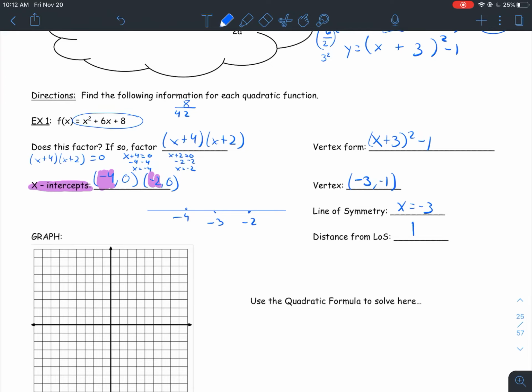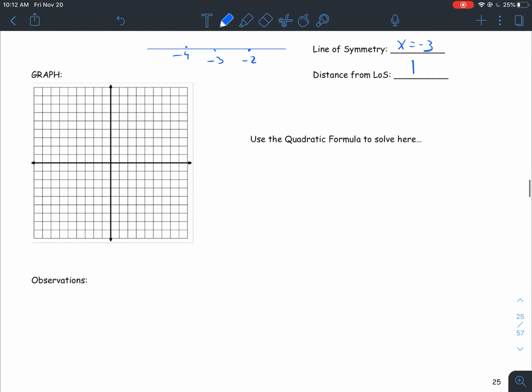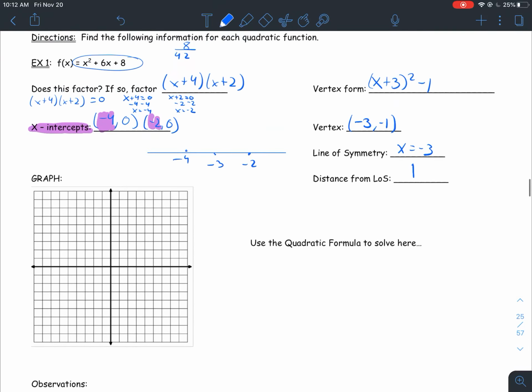All right. Now it says solve using the quadratic formula. So let's go ahead and solve this using the quadratic formula.